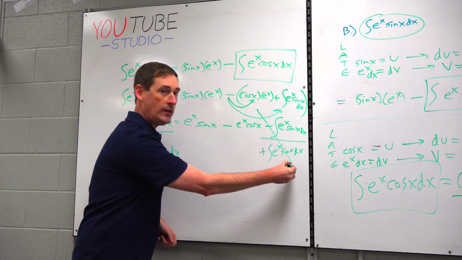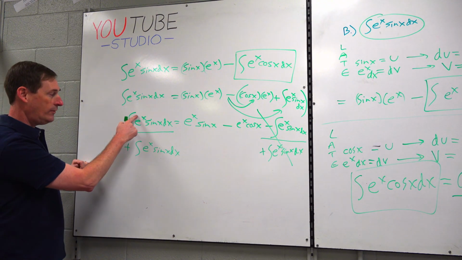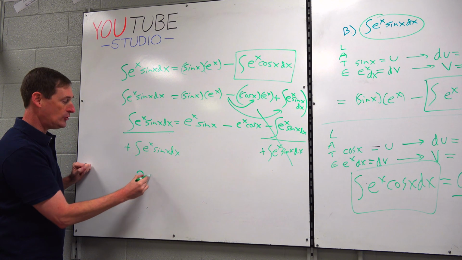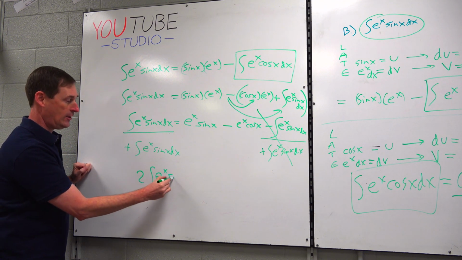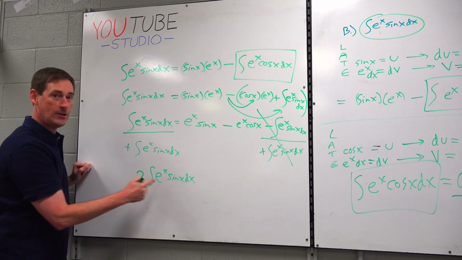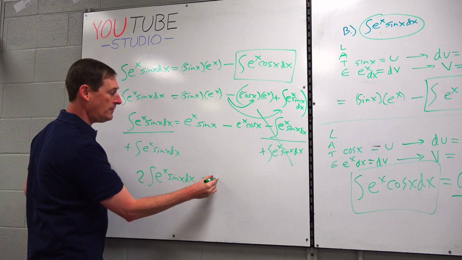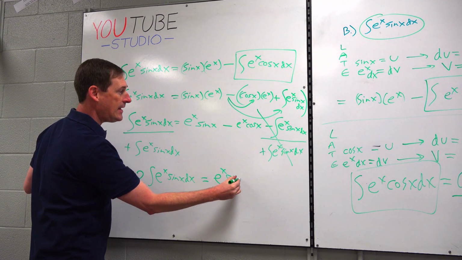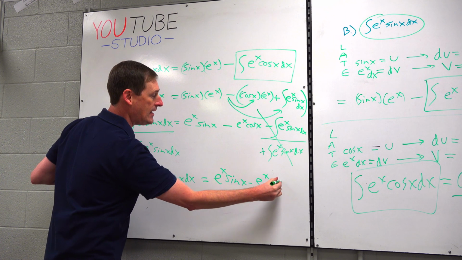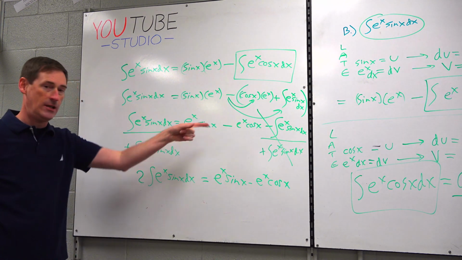It will cancel here, and one of them plus one of them makes 2 of them over here. 2 times the original problem equals e to the x sine of x minus e to the x cosine of x that's left over here. Okay?